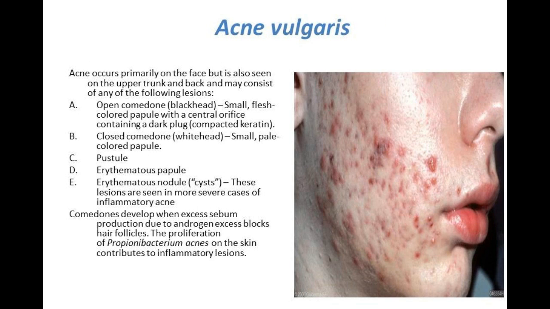Acne vulgaris. So acne occurs primarily on the face, but is also seen on the upper trunk and back. So you may have open comedones, closed comedones, pustules, erythematous papules, and erythematous nodules. Comedones actually develop when there's excess sebum production due to androgen excess, which blocks the hair follicles, and it's due to the proliferation of Propionibacterium acnes on the skin, which contributes to the inflammatory lesions.